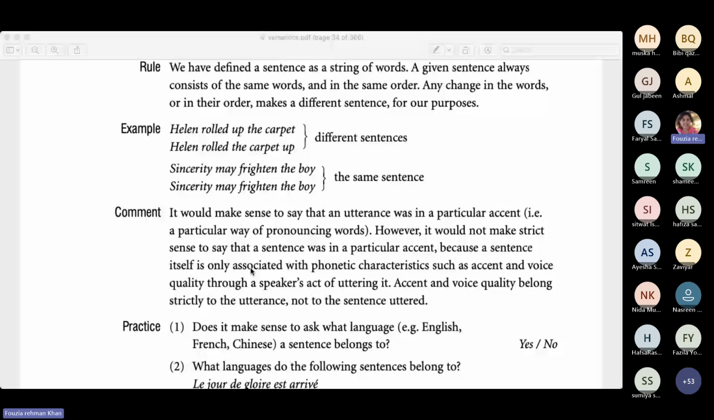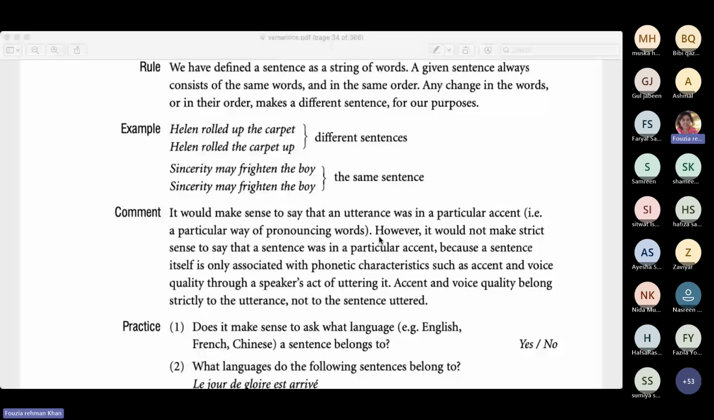Now, utterance has an accent. This is another difference. I forgot to tell you. Utterance has an accent. If I ask two girls to read the same sentence and they read it with two different accents, that is two utterances, right? So utterance can have accents.